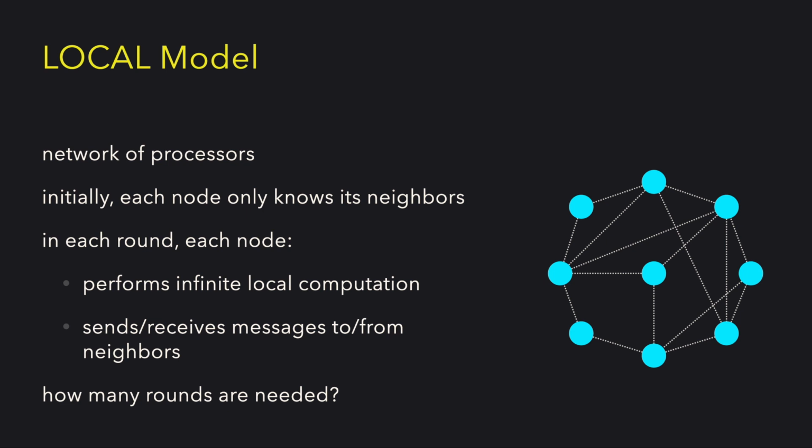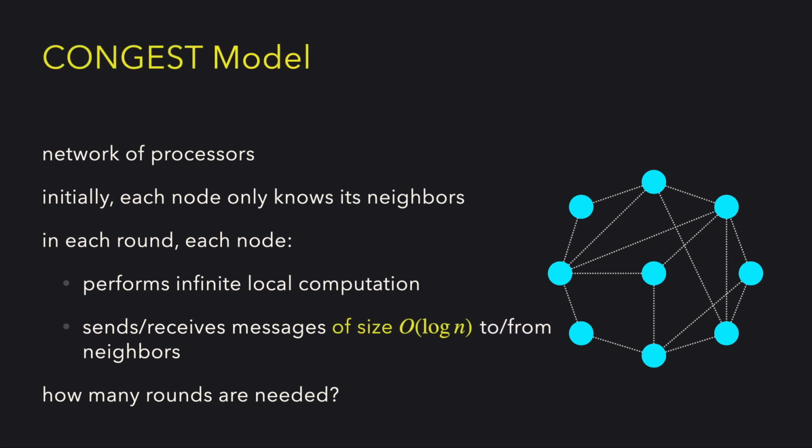We'll also consider the stricter CONGEST model. The only difference between CONGEST and LOCAL is that in the CONGEST model, the size of a message is capped at order log n bits.